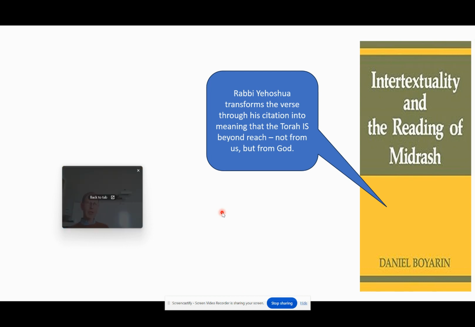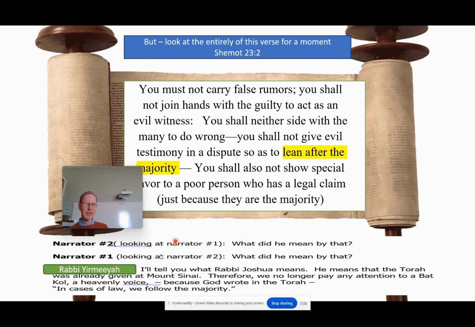Now look what Rabbi Yirmiyah does in this case, right? Rabbi Yirmiyah says, I'll tell you what Rabbi Yehoshua means. He means that the Torah was already given at Mount Sinai. Therefore, we no longer pay attention to a bat kol, a heavenly voice, because God wrote in the Torah that in a case of law, we follow the majority.